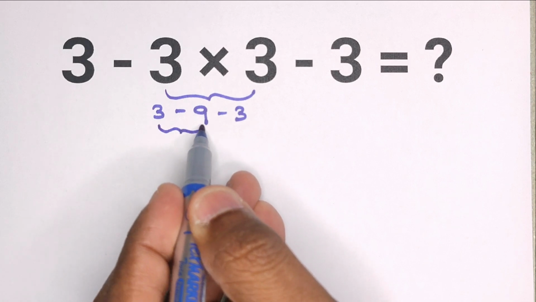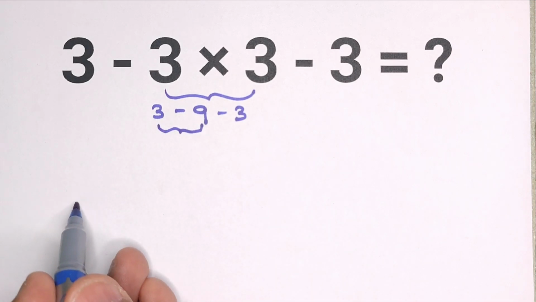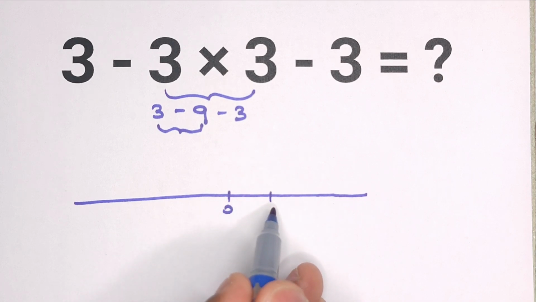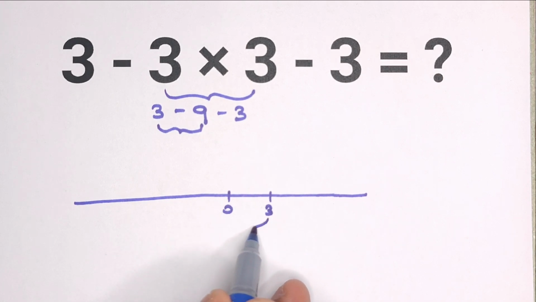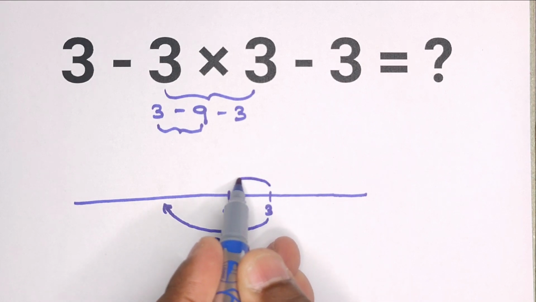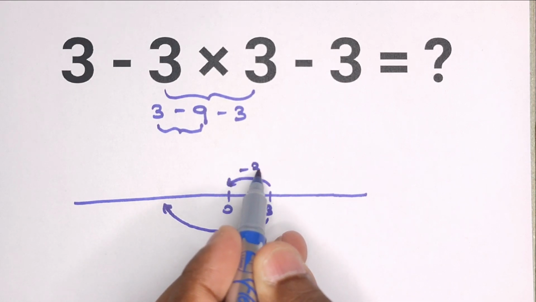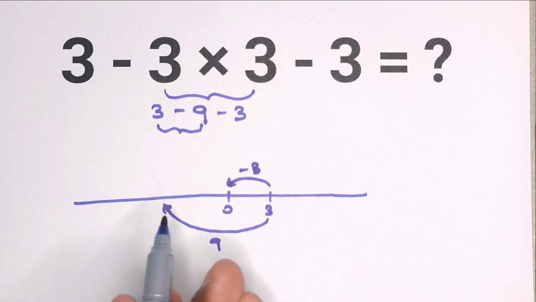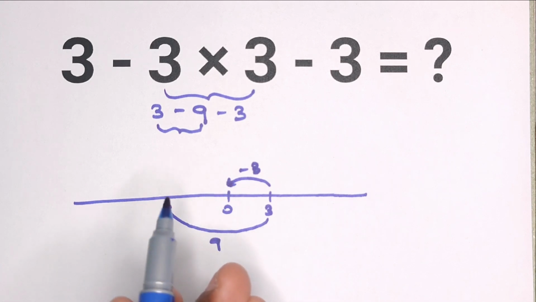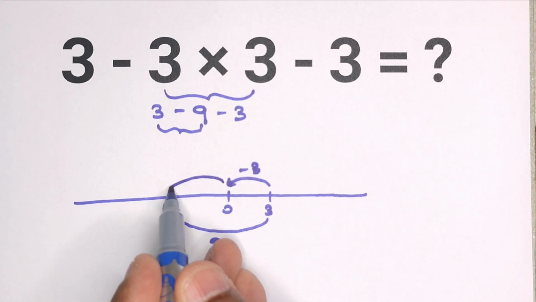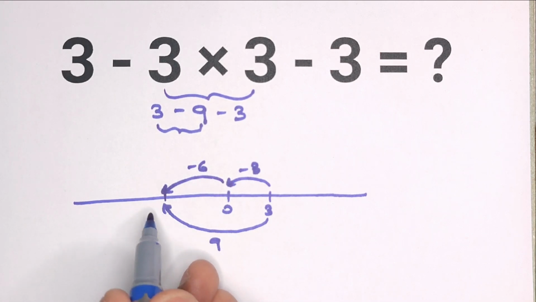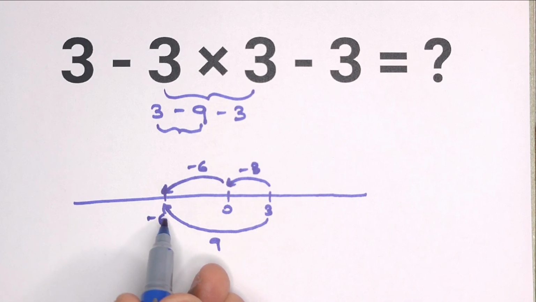We can think about this using a number line. Here's a 0. We start at 3 and we want to subtract 9. First, I subtract 3 to get back to 0, but I still need to subtract 6 more to subtract 9 in total. So I move 6 more steps to the left and I end up at negative 6. That's the result of this calculation.